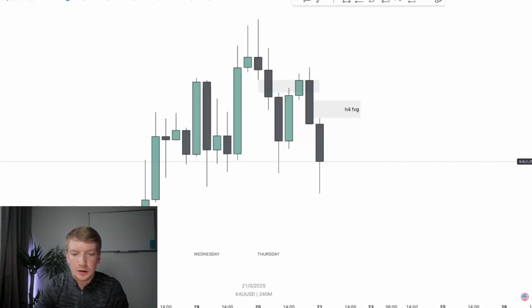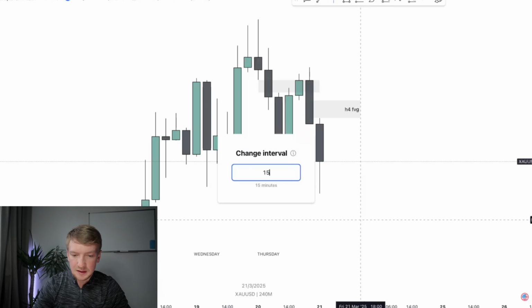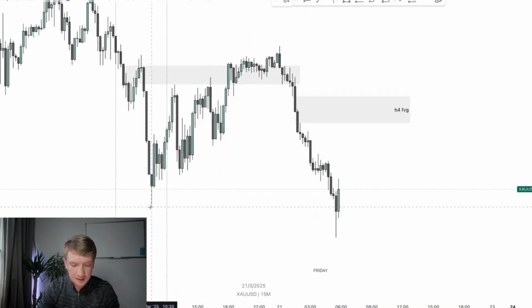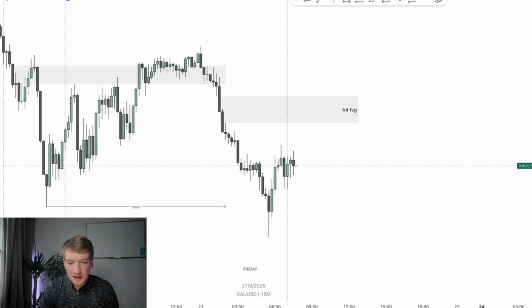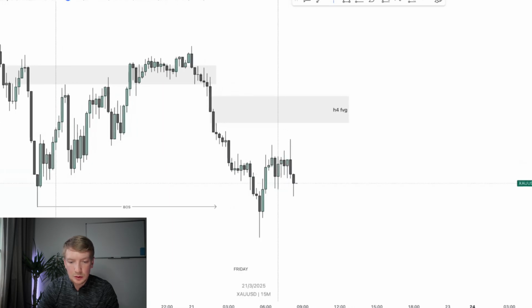So this is gold on the 4-hour time frame, and we were pushing up quite strongly, but as you can see, we started to lose momentum and we were creating bearish fair value gaps and respecting them. So if we drop down to the 15-minute, you can see that we had this break of structure here, and we also had an unmitigated fair value gap. So I'm just going to play price up until New York open.